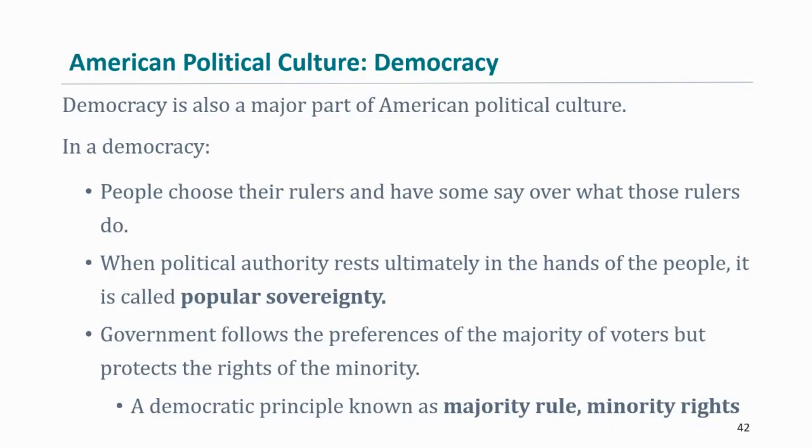Government also follows the preferences of the majority voters, but protects the rights of the minority, right? So a democratic principle known as majority rule, minority rights. So what this means is that while elections do have consequences, it doesn't mean that everything is just going to radically change from election to election. You probably have noticed this, right? In the last couple of presidential elections that we've seen, it's not like it's become night and day when it comes to the governmental systems, right?